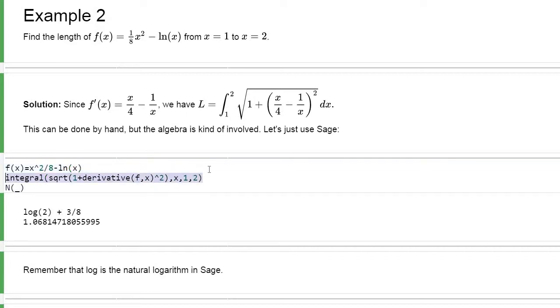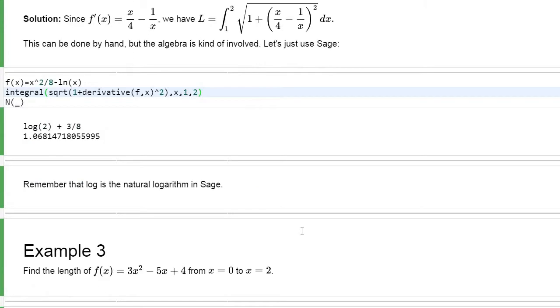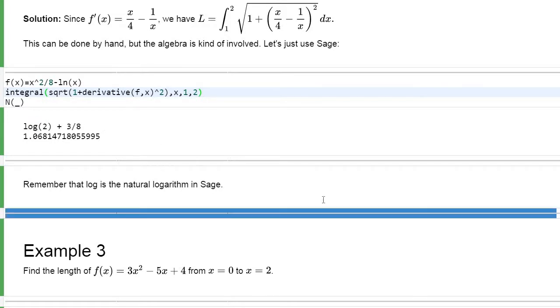You can just copy and paste this if you want to. All you need to do is change these limits of integration. The formula doesn't change. All it changes is f, and then these numbers here at the end. So there's our exact value, log of 2 plus 3/8, or about 1.07. And remember, this log in Sage is the natural log, not log base 10.